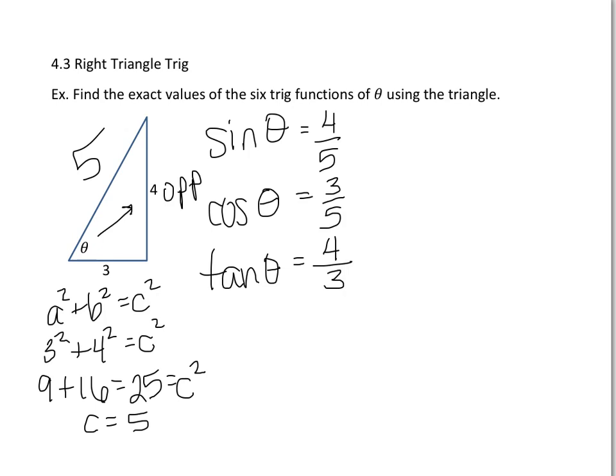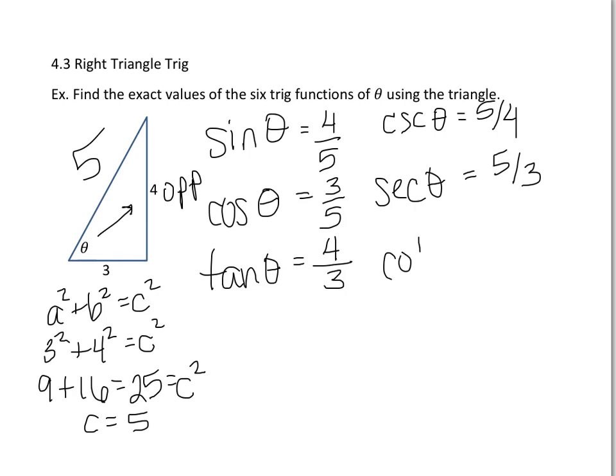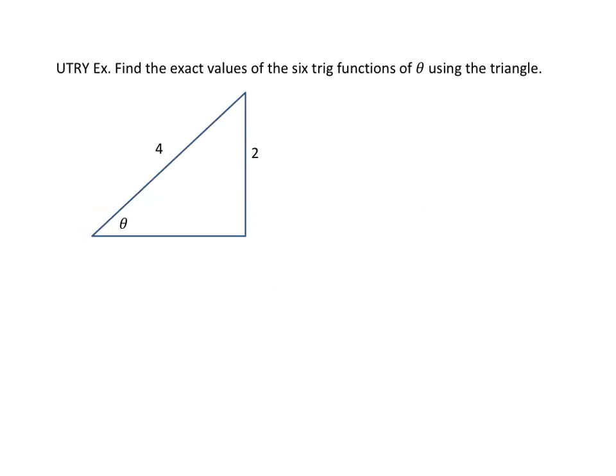And then I do the reciprocals, the cosecant, flip over sine to get 5/4. Secant, flip over cosine to get 5/3. Cotangent, flip over tangent, 3/4. Okay, you try this one. You're missing a side. You've got to find that first, then find the 6 trig functions.